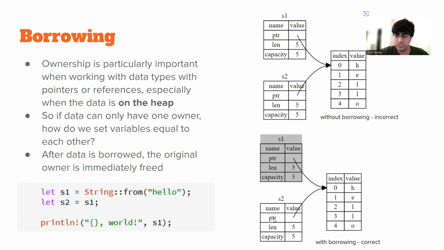At the time that s2 borrows from s1, essentially when we do this s2 equals s1, this first table gets automatically deleted. It's removed from existence. So if you're trying to do println hello world s1, this would immediately fail. And the compiler would catch that s1 has had its data borrowed, and we cannot access s1 because s1 is essentially out of scope at this point.